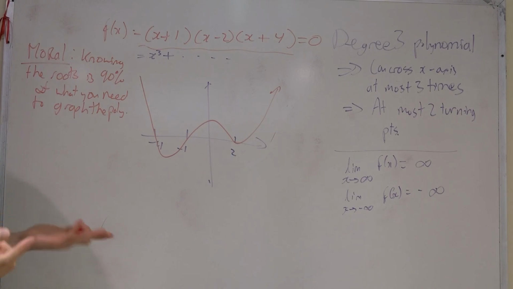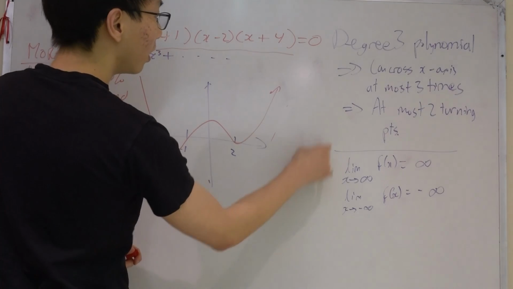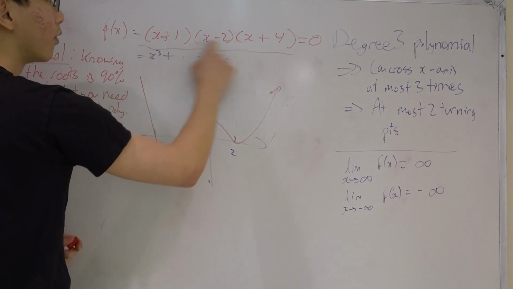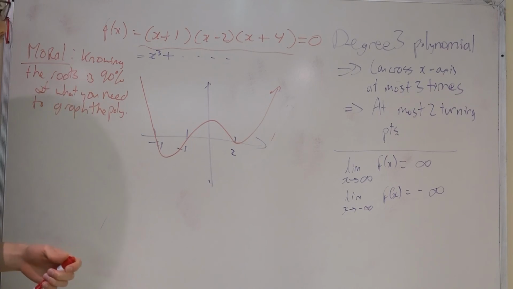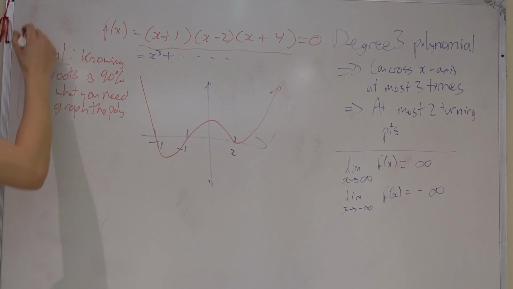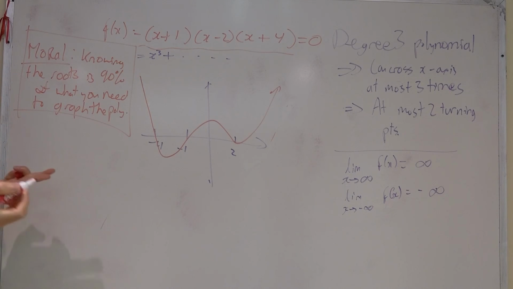Okay? So in the end, all of these are just logic puzzles. This was really helpful. And solving this here for 0 was also very helpful. So again, moral, it's right here. Write this down. Very important. Knowing where the roots are is 90% of what you need in order to graph the polynomial. And hopefully this example has convinced you of that.